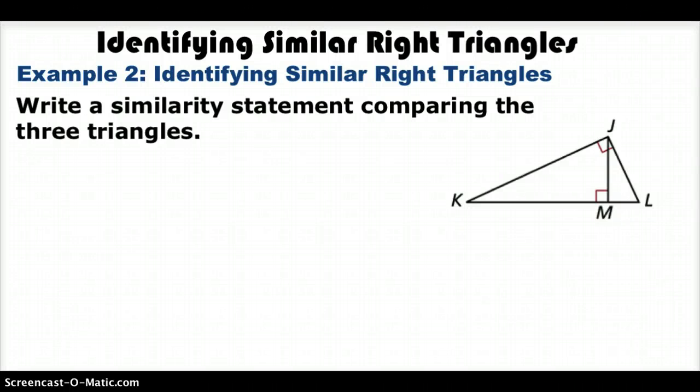Let's take one more quick look at identifying similar right triangles given a right triangle and an altitude. It says write a similarity statement comparing the three triangles. So we're given this big triangle.